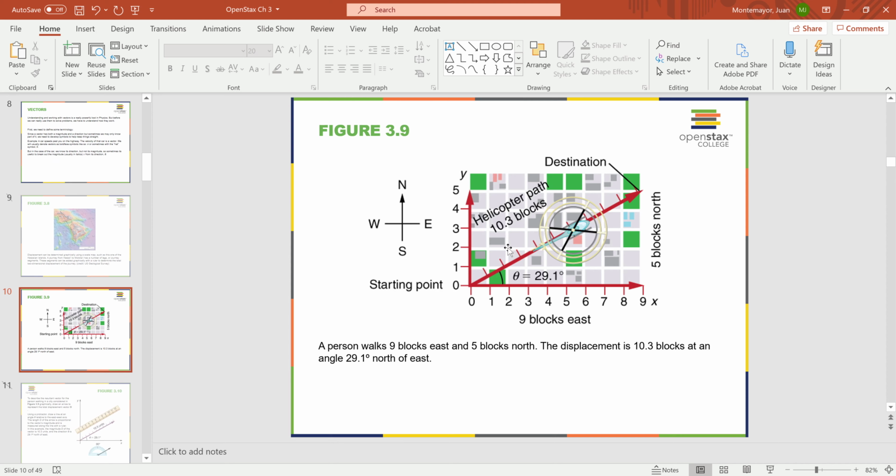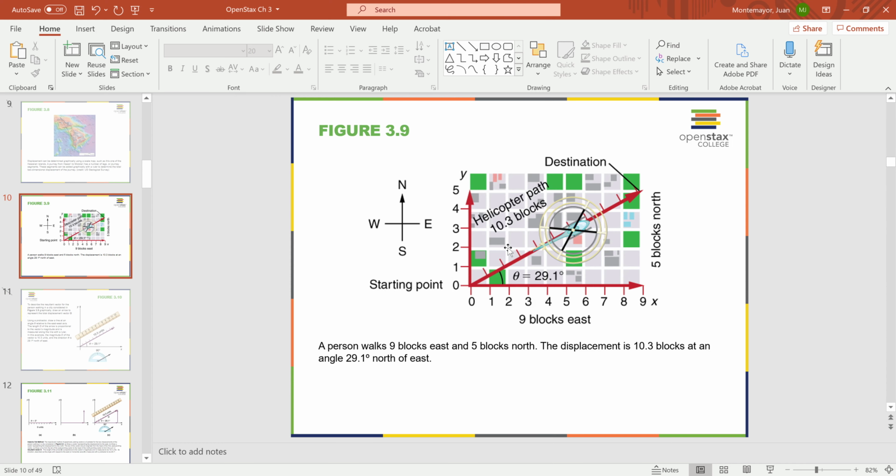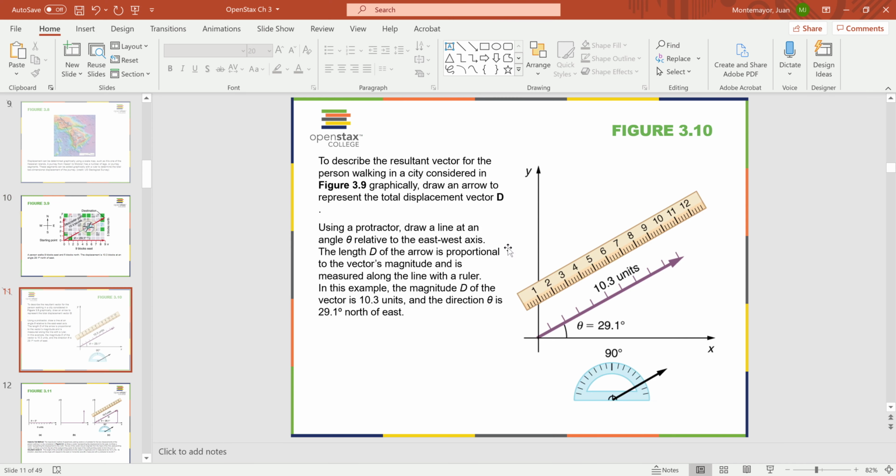So going back to the original figure that we saw, a person walks 9 blocks east, 5 blocks north. The displacement is 10.3 blocks at an angle of 29.1 north of east. So for this, we know that if we're talking about a map, yes, we can look at a map and see, okay, well, you have to walk 9 blocks east, 5 blocks north. But this is also the problem here itself. We can just simplify it even more.